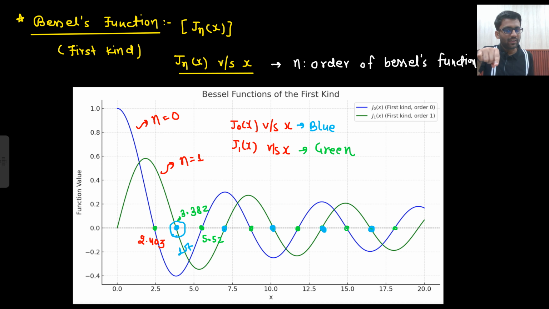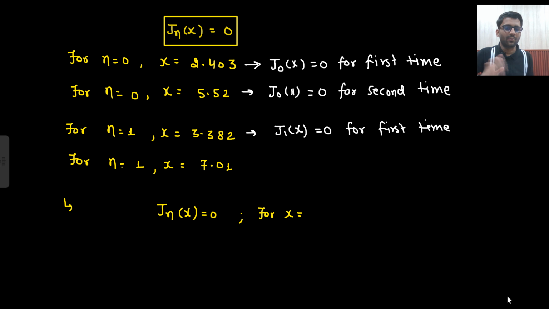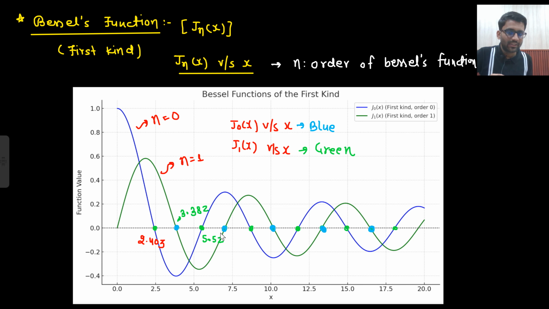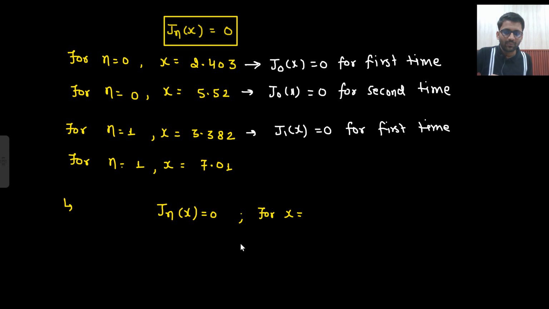So for n equals 1, what is the first time you are getting your function to be 0? That is 3.382. Now, what is the second time it is becoming 0? That is roughly around 7, so it is 7.01. So for n equals 1, J1x is equal to 0 for the second time.